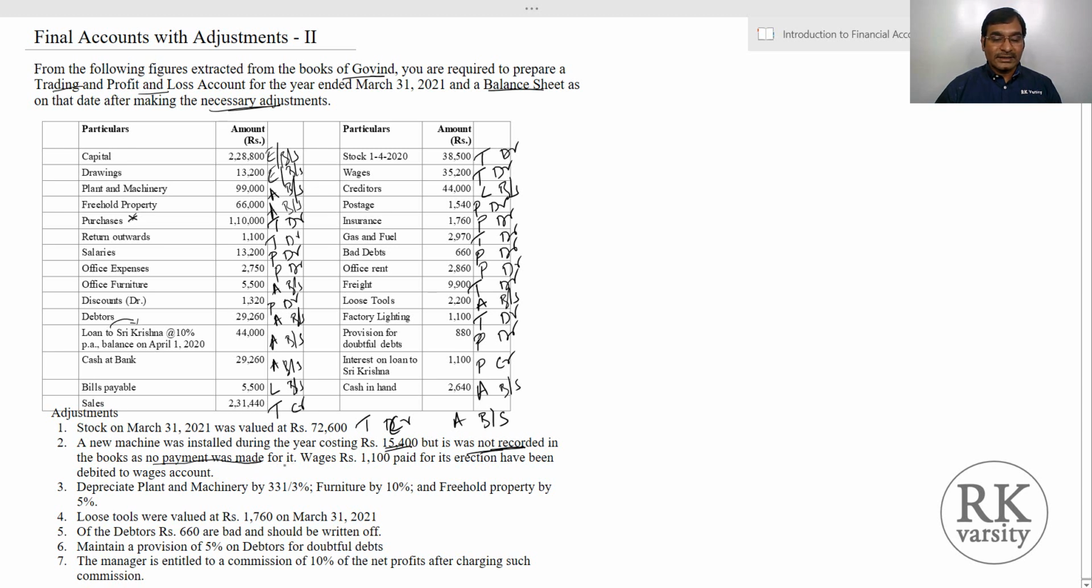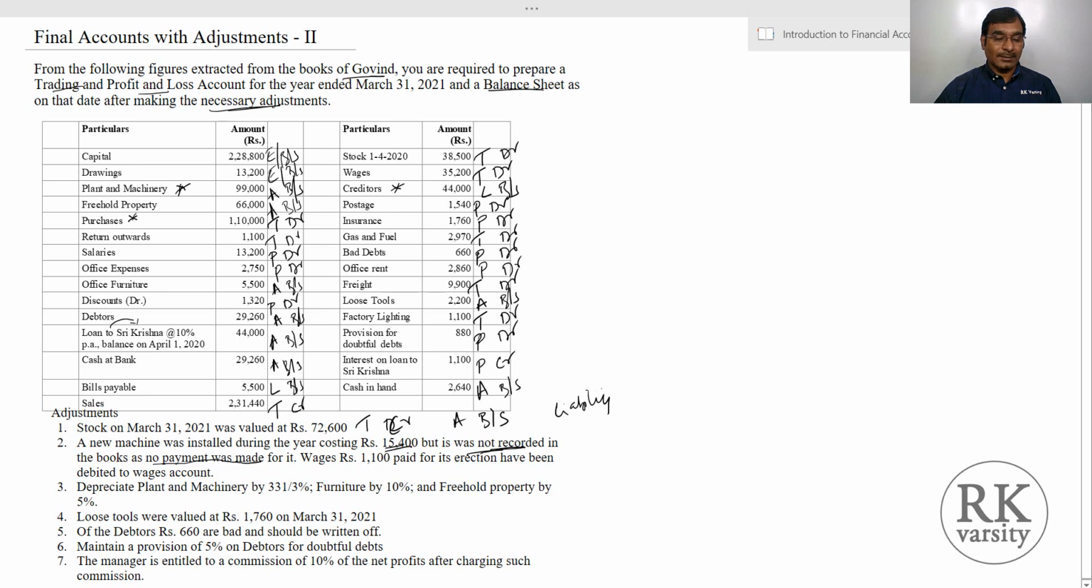So this is related to machinery. We'll mark here that machinery has an adjustment. And next, as no payment is made, this is creating a liability also. Because no payment is made, you have to make the payment. So what we do is we make an adjustment here with the creditors.